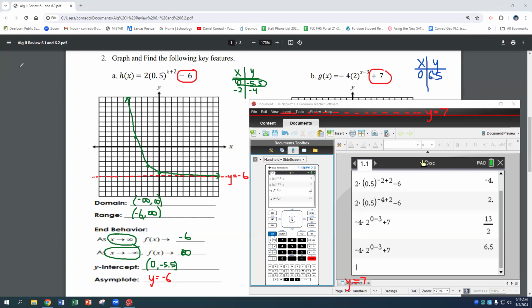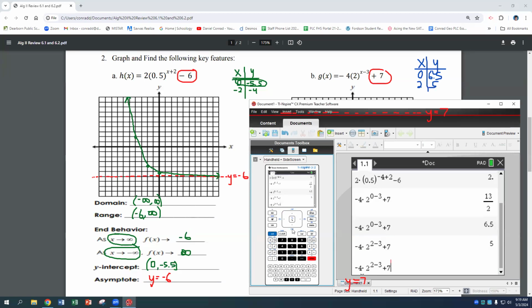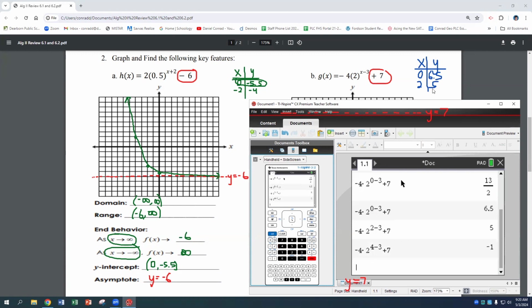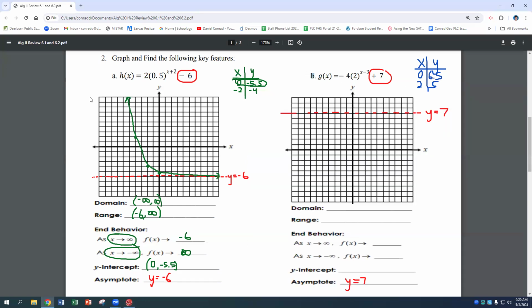Okay, let me get one more point. So I'm gonna plug in maybe a 2. So instead of 0, I'm gonna put a 2. And I get 2.5. And just to get one more point, maybe I'll do a 4. I get (4, -1). So I have (4, -1), (2, 5), and (0, 6.5).